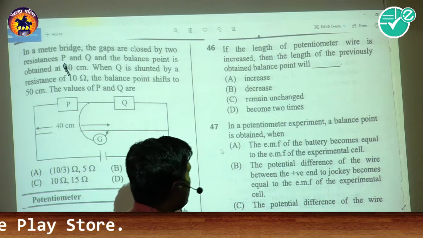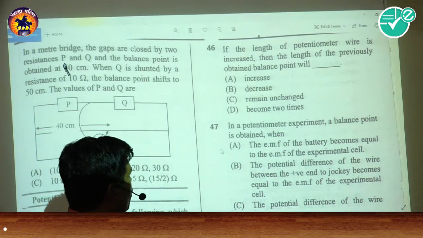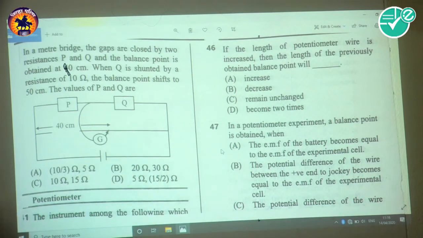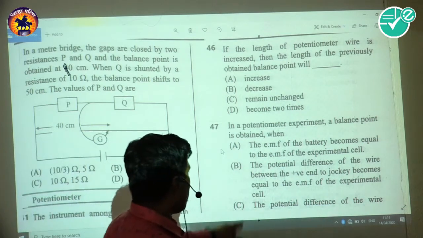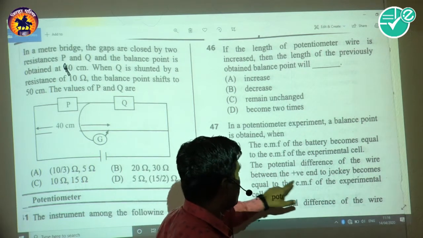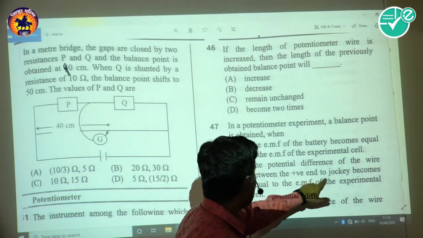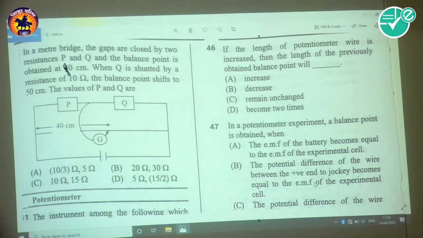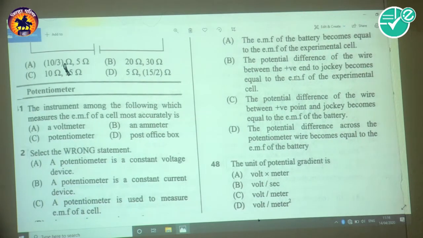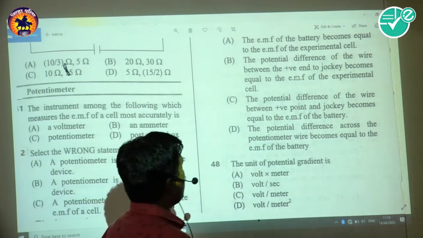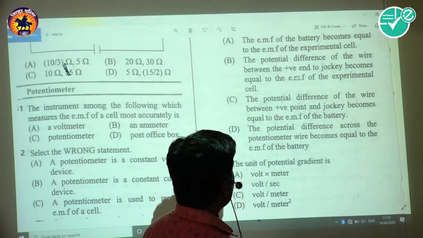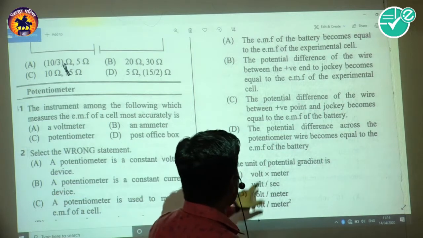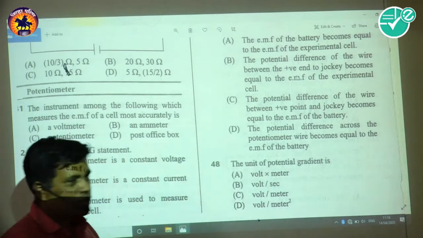In a potentiometer experiment, a balance point is obtained when? The EMF of the battery becomes equal to the EMF of the experimental cell. The potential difference of the wire between the positive end and the jockey becomes equal to the EMF of the experimental cell. After that, option C is given: the potential difference of the wire between the positive end and jockey becomes equal to the EMF of the battery, and the potential difference across the potentiometer wire becomes equal to the EMF of the battery. So it is a very simple question.